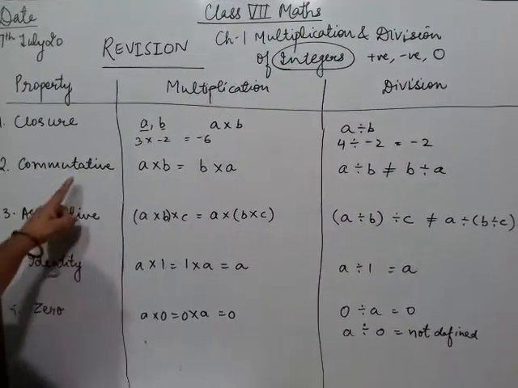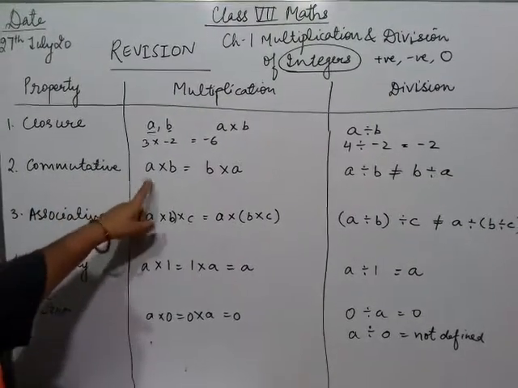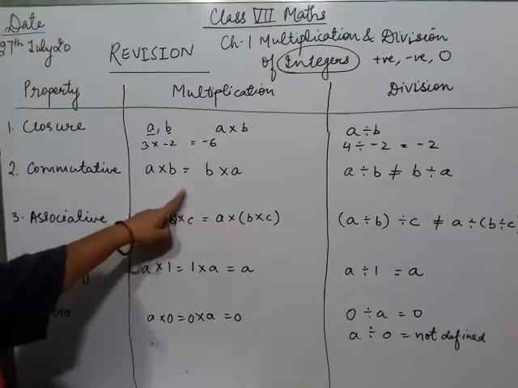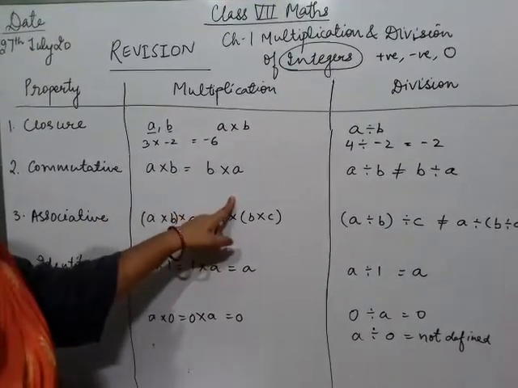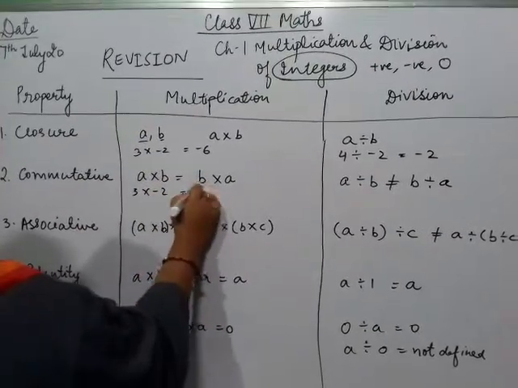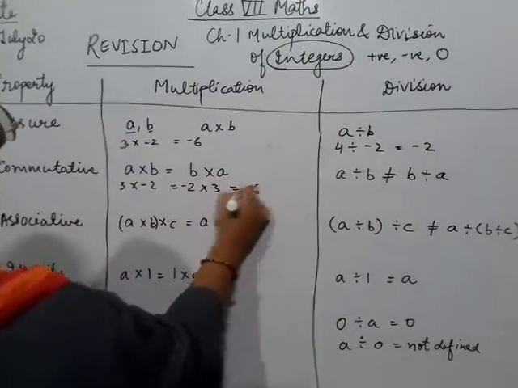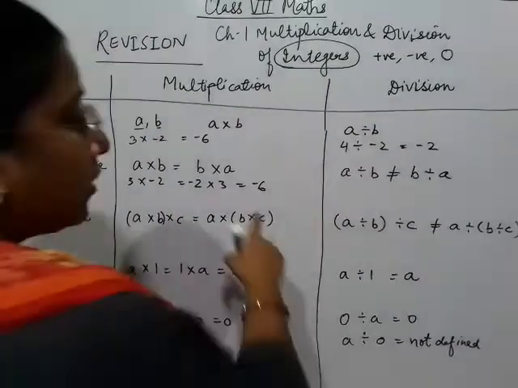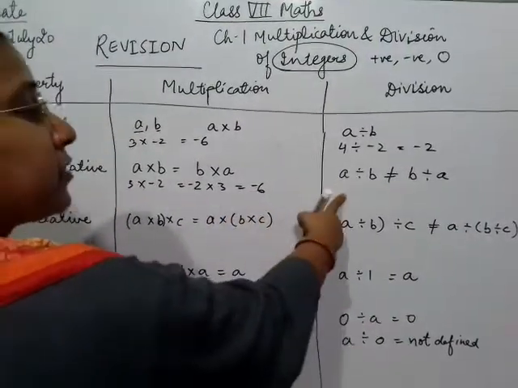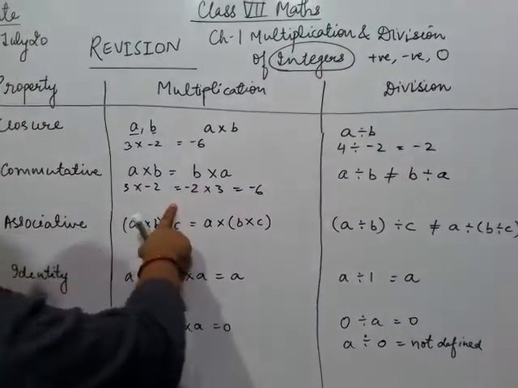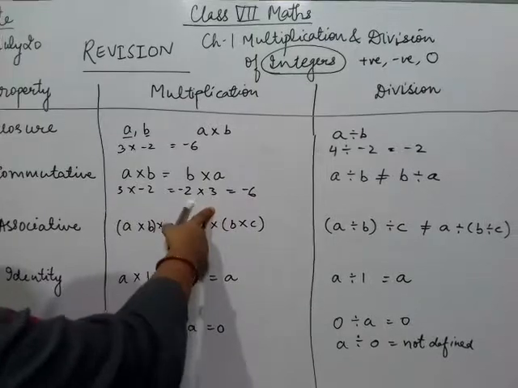Then all of you know the commutative property: the order of multiplication does not change the result of multiplication. Like 3 into -2 is equal to -2 into 3 is equal to -6. In both the cases I will get -6. But the commutative property is not possible for division. You can check the commutative property by taking this example only.